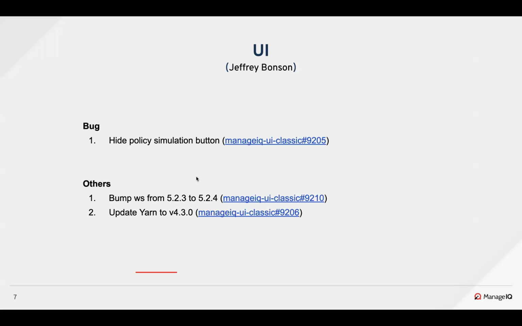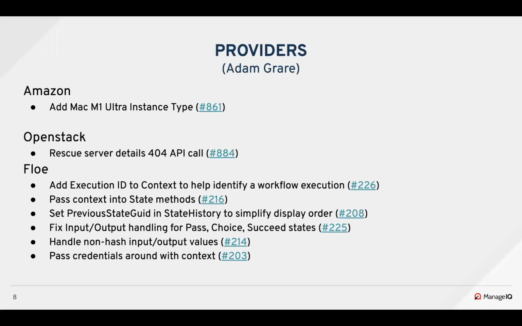And Gilbert also bumped up the WS package from 5.2.3 to 5.2.4 in the yarn.lock file, and updated yarn from 4.2.2 to 4.3.0. That's all from the UI side. Over to Adam for the providers.